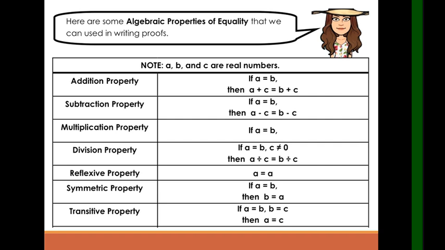For reflexive property, A is equal to A. Then symmetric property, if A is equal to B, then B is equal to A. So they are just the same. For transitive property, we have A equals B and B is equal to C, therefore A is equal to C. So these are the sum of the algebraic properties of equality.